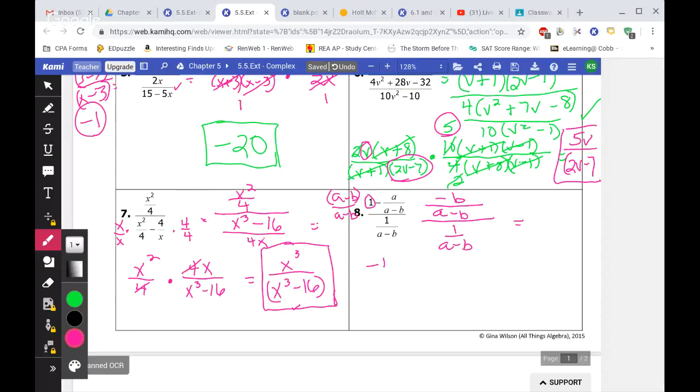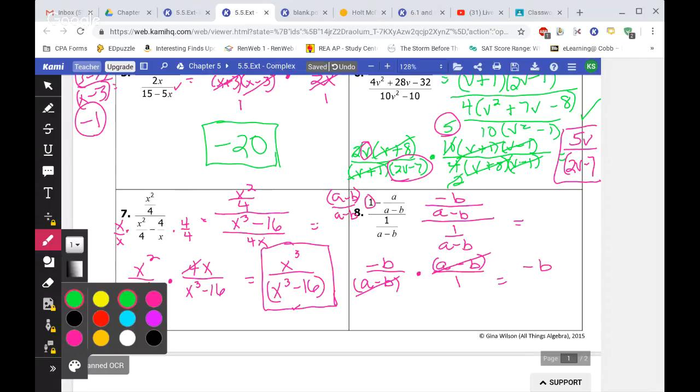So now I'm going to keep the first, or the top fraction, flip this to multiplication, and change that bottom fraction, or a fraction in the denominator, to its reciprocal. Let's see what we can cancel. Looks like we can cancel diagonally an a minus b, and that leaves us with a negative b on top and a 1 on the bottom. So that would be negative b over 1. So actually anything over 1 is itself, so the final answer is negative b.